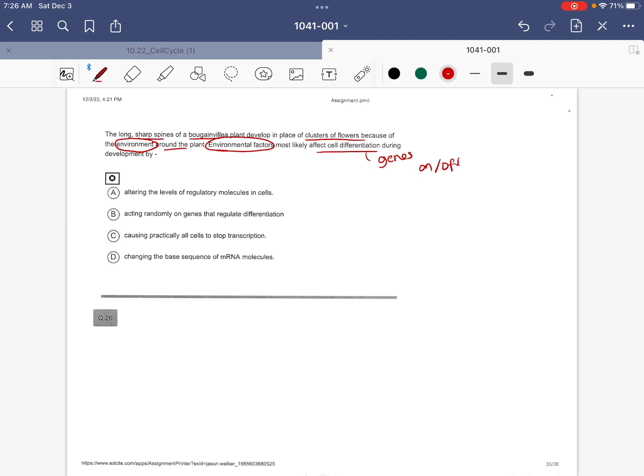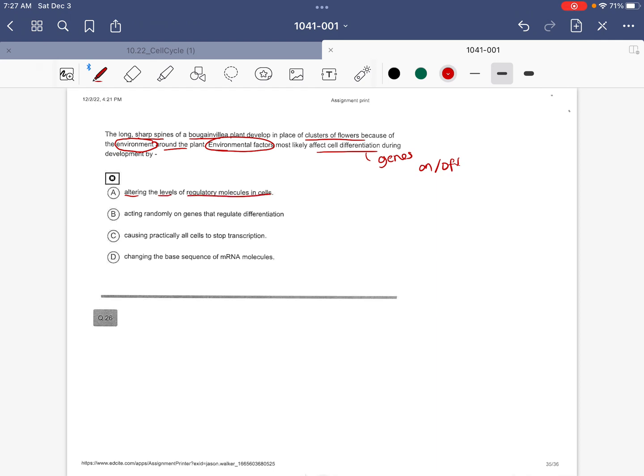So again, bougainvillea, a lot of us might know what that is. It is a plant that's really pretty, has really pretty flowers, but it also has spines. So again, depending on the environment, they are in hot valley environments. How does this affect the cell differentiation or what the cell specifically becomes? So let's start reading and use process of elimination.